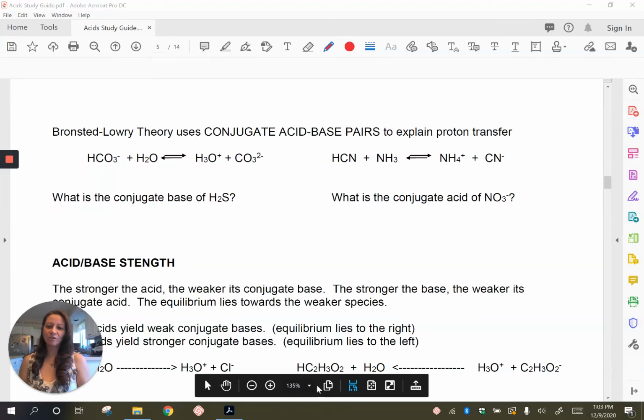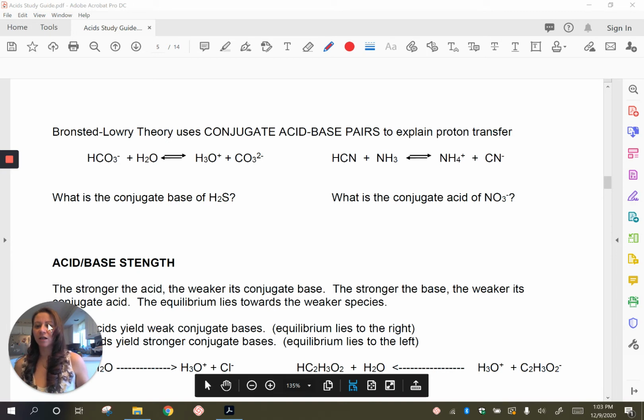Everybody. So we've been talking about acids and bases, more specifically Bronsted-Lowry acids and bases, and we talked about that a Bronsted-Lowry acid is a proton donor, a Bronsted-Lowry base is a proton acceptor. So the Bronsted-Lowry definition or theory uses conjugate acid-base pairs to explain the transfer of protons. One is giving away the protons, and then one is receiving those protons.